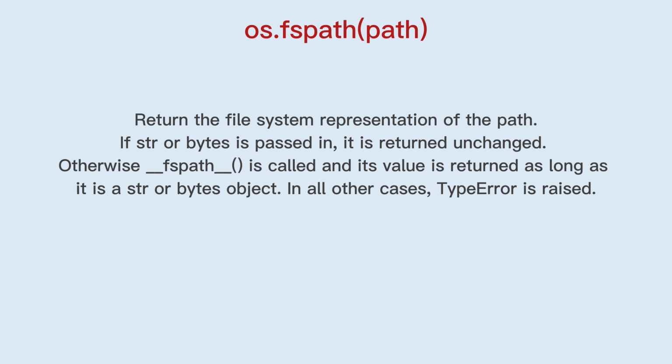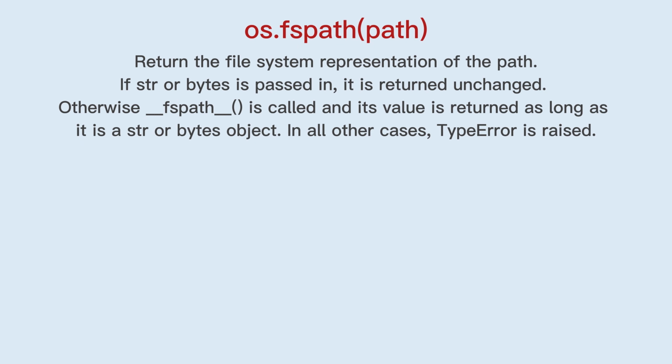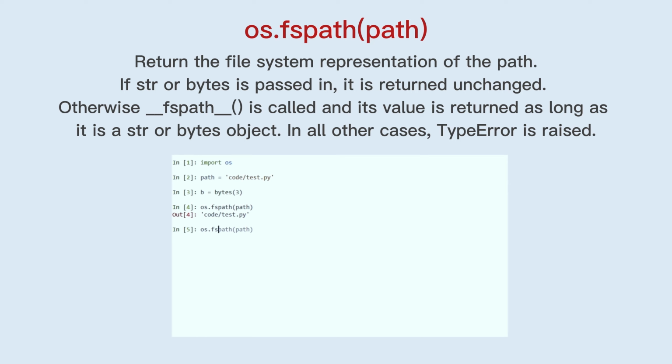os.fspath: return the file system representation of the path. If str or bytes is passed in, it is returned unchanged. Otherwise __fspath__ is called and its value is returned as long as it is a str or bytes object. In all other cases, TypeError is raised.